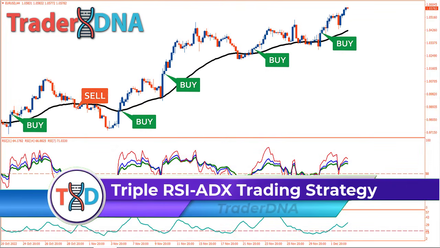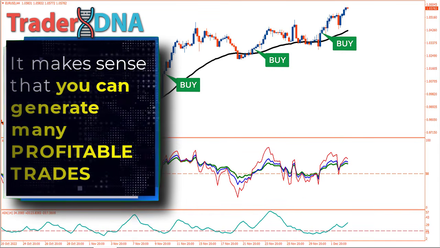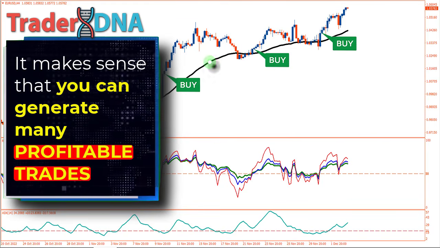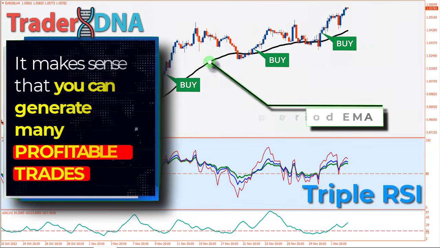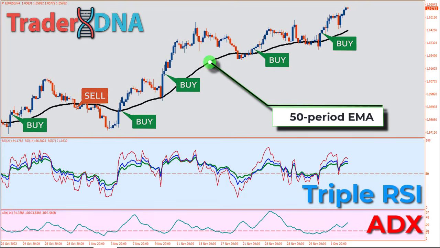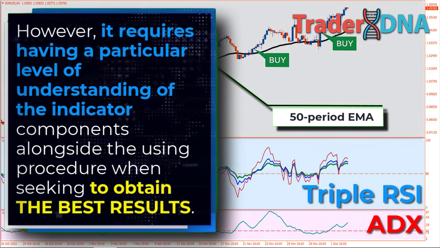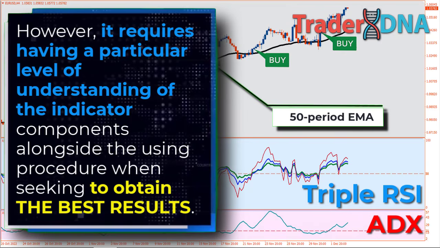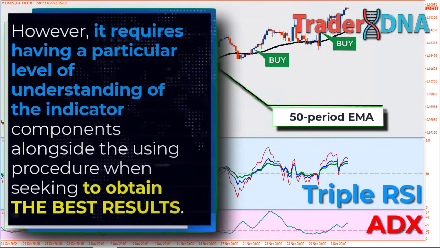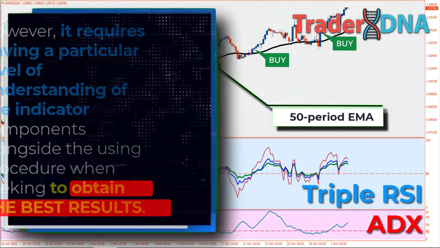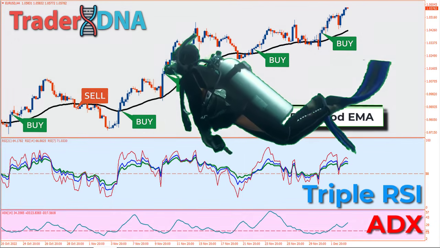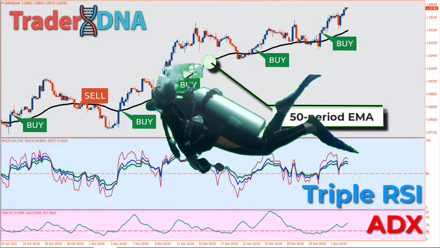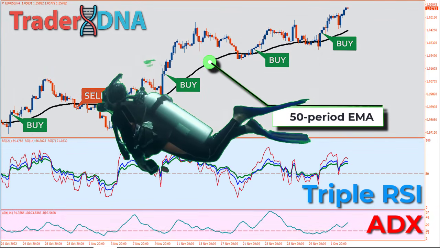Triple RSI-ADX is one of the best trading systems to generate trade ideas for any financial asset. It is so popular in the financial market for its efficiency. So it makes sense that you can generate many profitable trade ideas using the triple RSI, 50-period EMA, and ADX indicator. However, it requires a particular level of understanding of the indicator components alongside the usage procedure when seeking to obtain the best results. We will dive deep into the tool in this video. Moreover, it contains trading strategies using the indicator with chart attachments for better understanding.